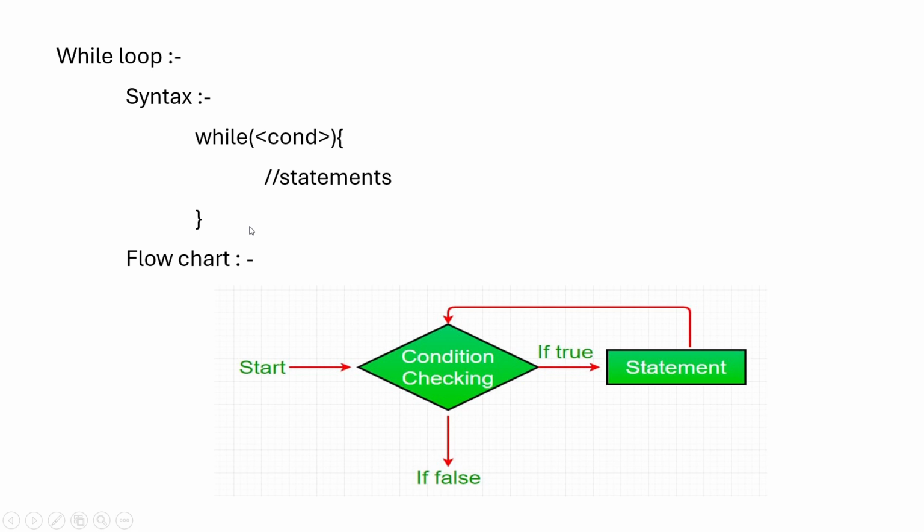Next, while loop. While loop syntax: while condition, statements. Okay, flowchart. Start, condition checking, which means it will check the condition which is given here. If it is true, it will execute the statements. It is as simple as that. And if it is false, it will end the while loop.